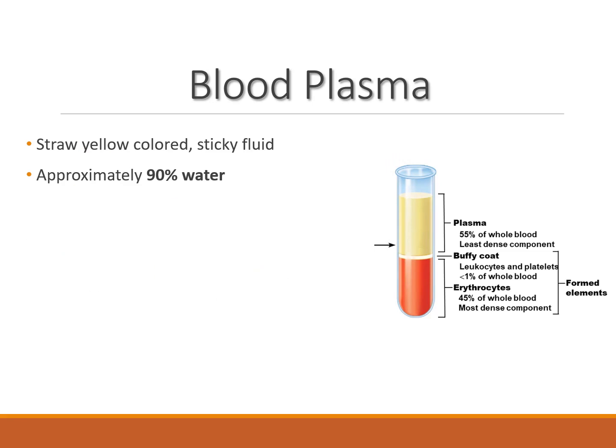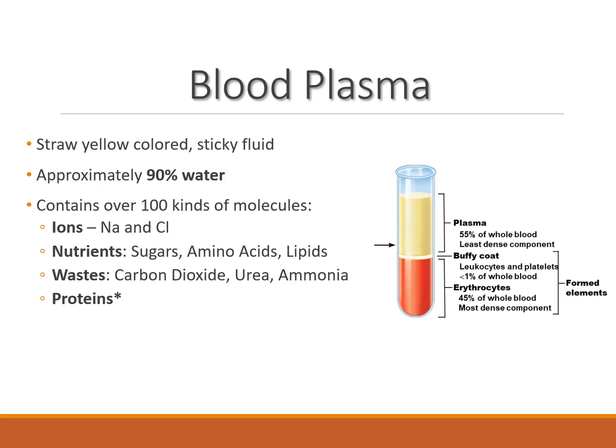So let's look at the blood plasma first. We said it's not just water. It's mostly water, 90% water, and it doesn't have the consistency of water either. It's kind of a straw yellow color, so a light yellow. It's also sticky. It has a lot of protein in it, so it's sticky, kind of like the joint fluid we talked about, which is very sticky. It's not quite as sticky as joint fluid, but it's definitely not like water.